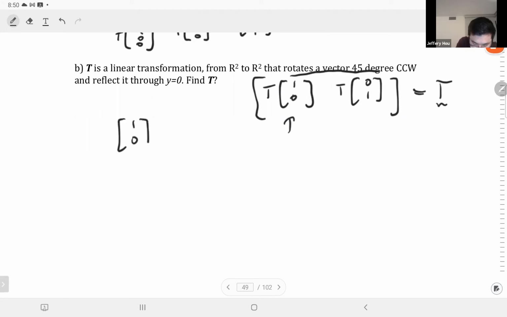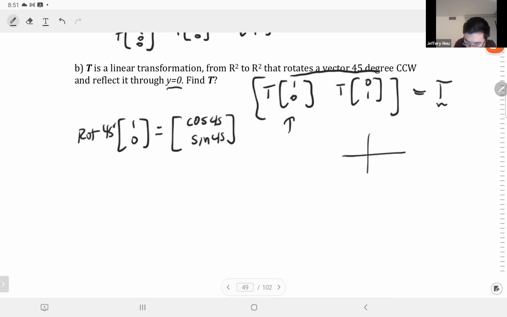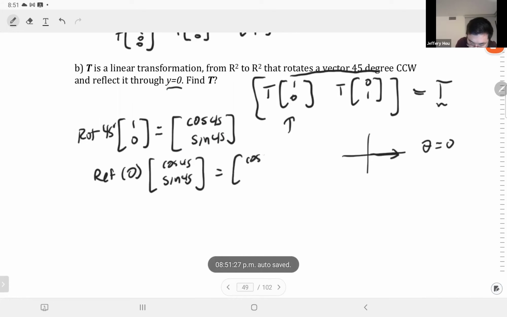We take (1, 0) and apply a rotation of 45 degrees. I'm not going to write the whole matrix to save time, but if you do the proper matrix multiplication, you get cos 45 and sin 45. Now we reflect it through y equals 0, the line where theta equals 0. Reflecting (cos 45, sin 45) gives (cos 45, negative sin 45). So this equals T of (1, 0).